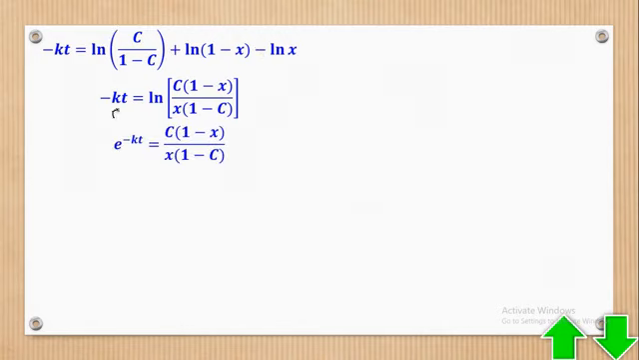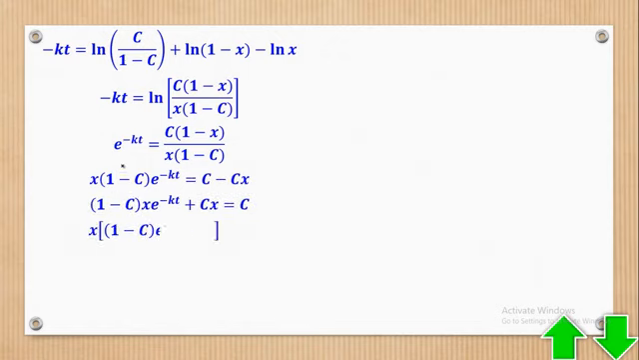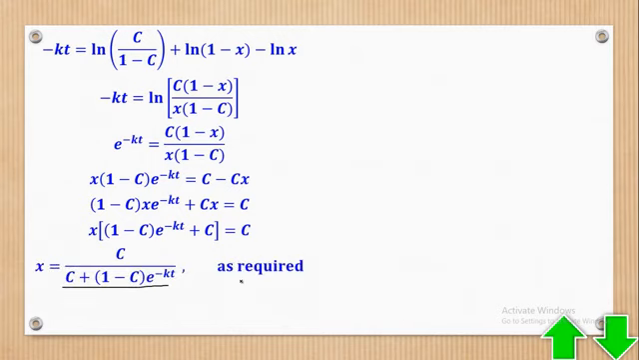Therefore, put e on both sides, e this side and e this side. Now, the e for this side will cancel with this ln, but this side will remain. That's why you see here exponential of negative kt. Then cross multiply. Now our aim is to make x the subject, so simplify and try to look for making x the subject. So now we shall come up with the value of x being equal to this, and that is what was required. So now we shall go to Roman 3.